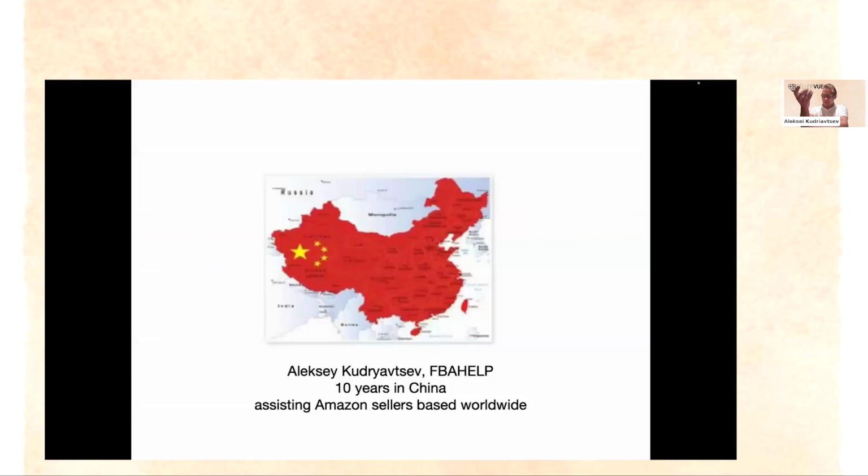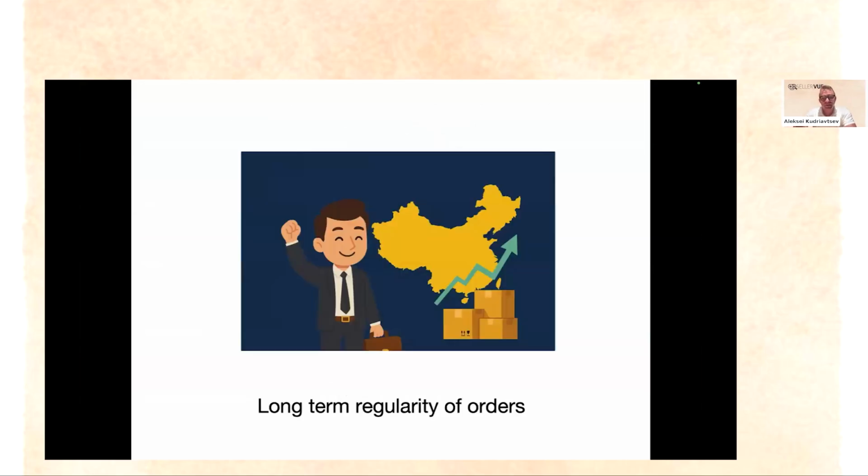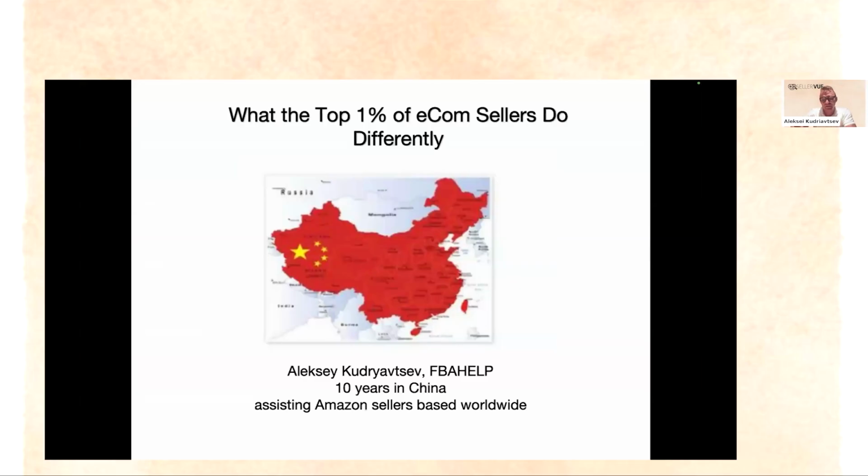Okay, thanks. So my name is Alex, and I'm the founder of FBA Help Company. We're based in China, and for the last 10 years, we have been working with Amazon sellers who are based outside China, but who create their products in China and who purchase their products from Chinese manufacturers. So everything that I'm going to speak about in the presentation is about the relations between the Amazon sellers and the Chinese suppliers, and everything is a result of our observation of the most successful of our customers.